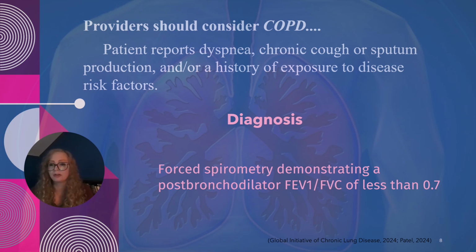So the forced spirometry is actually a ratio of FEV1, so that's the forced expiratory volume, how much air they can get out of their lungs within 1 second, divided by the forced vital capacity. So that is the total amount of air exhaled after maximal inhalation and forced exhalation. So the two divided are expressed as a percentage, and then that ratio has to be less than 0.7 in order for the patient to be actually diagnosed with COPD.